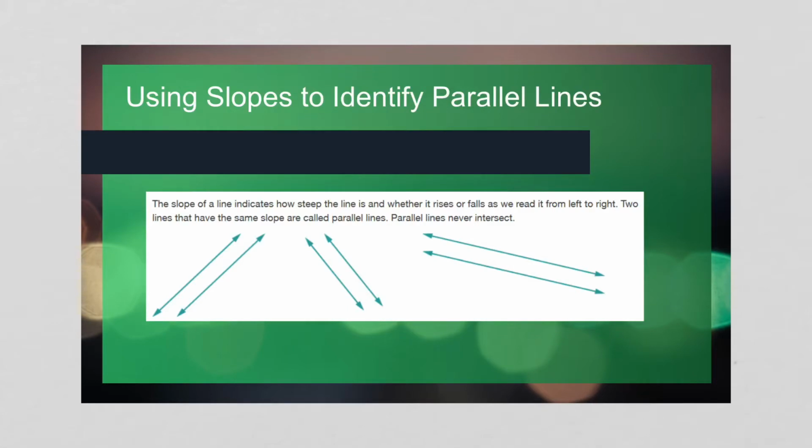Alright, so let's first talk about what parallel lines look like. Parallel lines go in the same direction, and they look like they never ever cross each other. Even if they continue going out forever and ever, they'll never cross each other. So parallel lines are two lines that never cross each other. They never ever intersect.